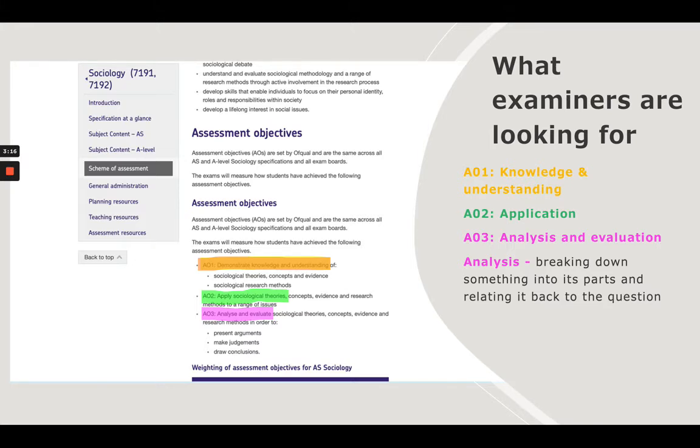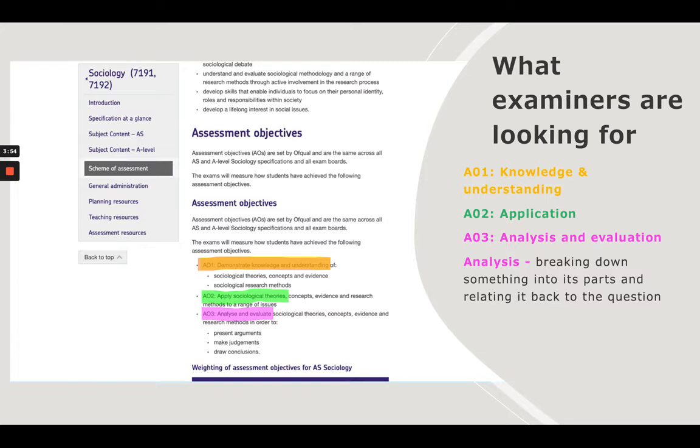So it's really helpful to know what examiners are actually looking for when they are marking your answers. So here I have the AQA specification up, and it's got the assessment objectives. And these are ultimately what examiners are looking for throughout your answer. So they're looking for your AO1, your AO2 and your AO3 skills. Your AO1 is you demonstrating knowledge and understanding of sociological theories, and you actually understand what these sociological theories are saying.